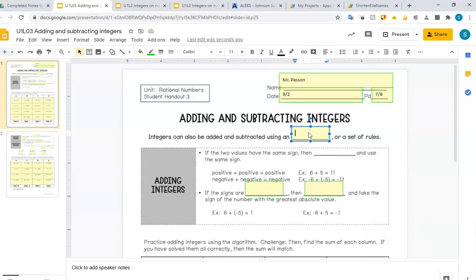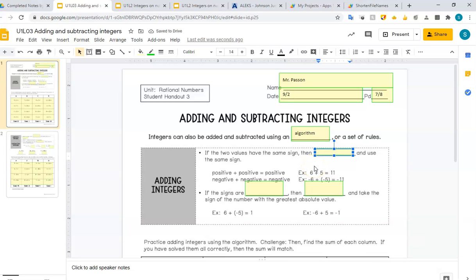Alright, so let's talk about it. Last time we focused on using arrow diagrams to figure it out. But integers can also be added and subtracted using a set of rules, and we're going to call that an algorithm. So an algorithm is a set of rules that we use to follow. Let's add a little text box here, and let's talk about our rule for adding integers.